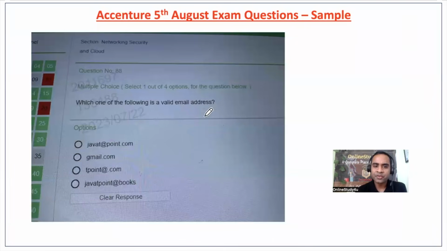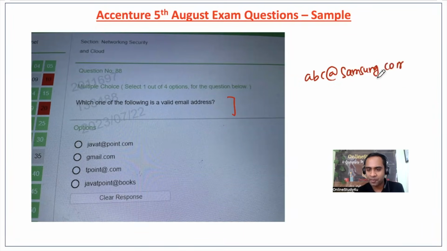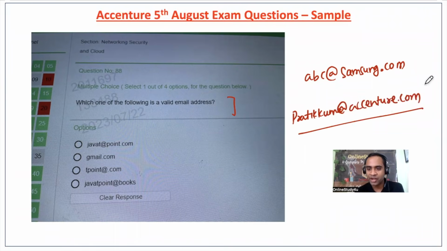Now friends, question number 2. Which one of the following is a valid email address? Valid email address means what? It should be abc at samsung.com, as you might have seen. You get mail from Accenture; they will write prateek kumar at accenture.com. This kind of email you will be getting from Accenture, so please try to find it in the same format. Here you see Jawat at point.com, and pratik at accenture.com, gmail.com. There should be an at sign, which is missing here. T point at com, t point at.com: after the at you should have this kind of format, so this is also wrong. Java points at books is not a valid email address, right?